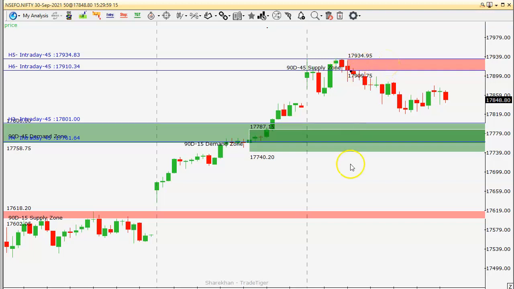Very simple trade. One more important thing: if the price opens below this for any reason, any gap down opens, then we will wait for the price to come to this area, that is 17,680. There also we can buy. Otherwise, we will wait for the price to come to this zone and we'll buy here, keeping a stop loss and waiting for the up move, and we'll take out our profits around 17,900 or 910 kind of levels. So this is the Nifty futures trade setup for Monday.